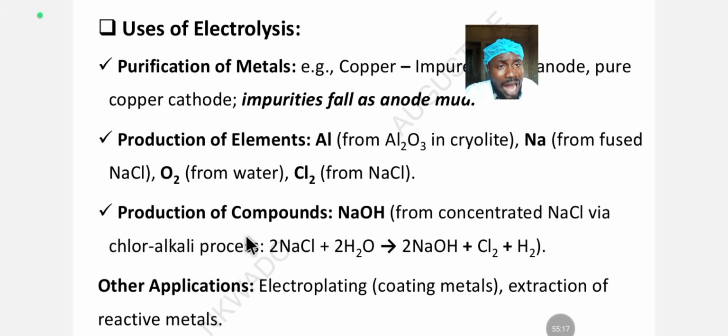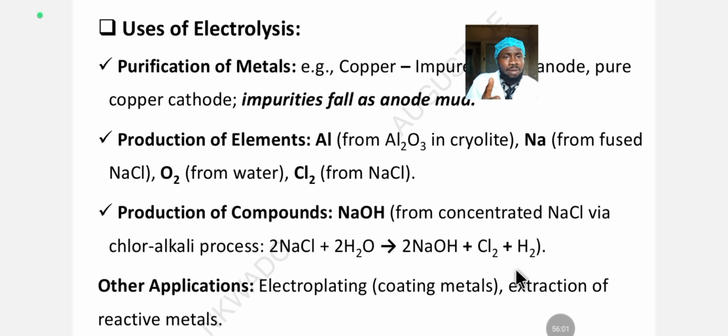The chloralkali process is used to produce caustic soda from sodium chloride, where 2 moles of sodium chloride react with 2 moles of water to form 2 moles of sodium hydroxide, chlorine, and hydrogen gas. That includes electroplating. You know what electroplating is now? Coating metal with another metal to prevent corrosion or to enhance luster, to make the metal look more sparkling, to enhance cosmetics and aesthetics.